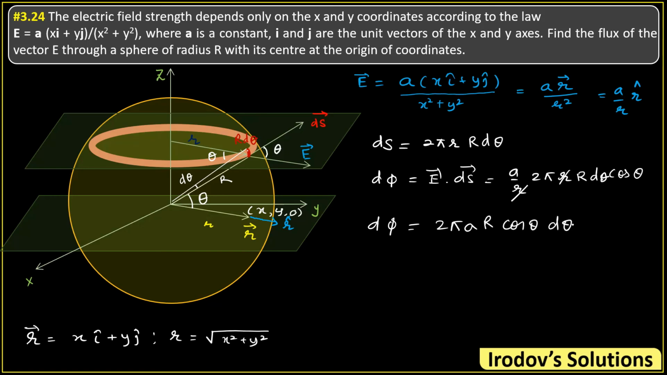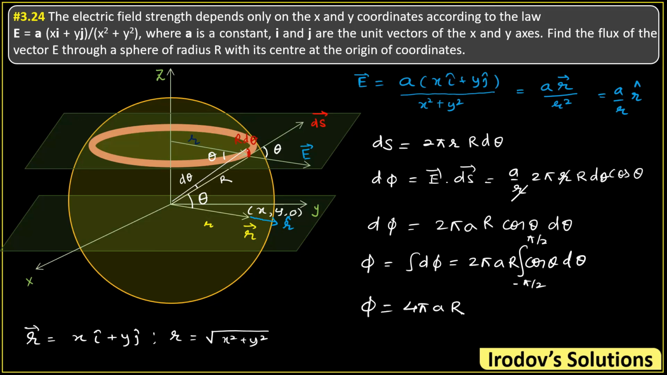So the total flux through this whole sphere will be the integration of this d phi, and in that integration the variable is theta, and for the complete integration this theta will go from minus pi by 2 to plus pi by 2 to cover the whole sphere, and that is a very straightforward integration. It has a value 2. So the final answer will be 4 pi A r, and that is our answer.